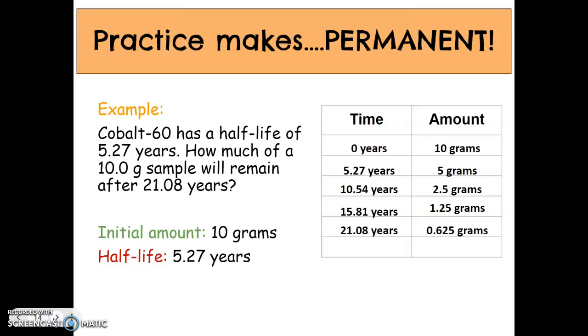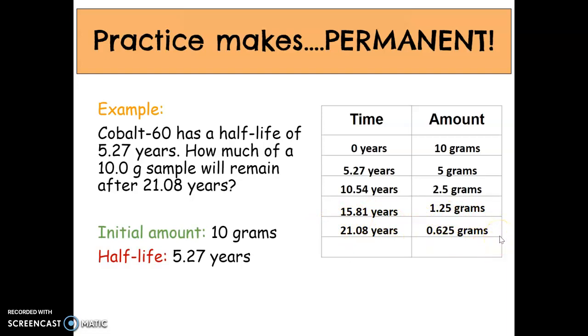So here we have 0.625 grams, okay? Now, here's our answer because it asks us how much of the 10-gram sample will remain after 21.08 years. Well, here we're at 21.08 and we have 0.625 grams left. So that is your answer, okay?